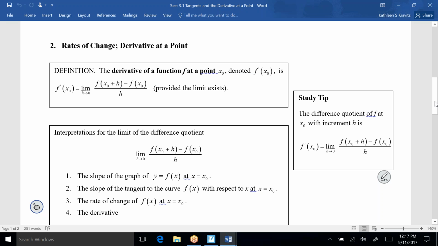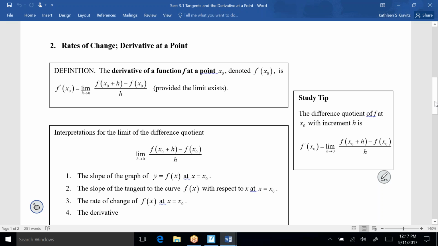And here's our definition: the derivative of f at a point x sub 0, denoted f prime. One of the ways that we denote a derivative of a function is by using this prime symbol after the function name. So f prime of x sub 0 is going to be the limit as h goes to 0 of f of x sub 0 plus h minus f of x sub 0 divided by h. That look familiar? It's the exact same thing that we've been doing, right?